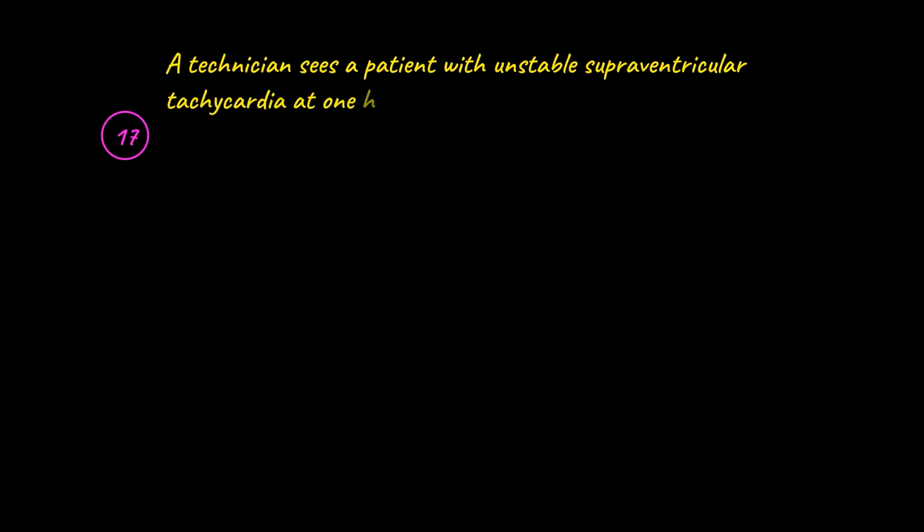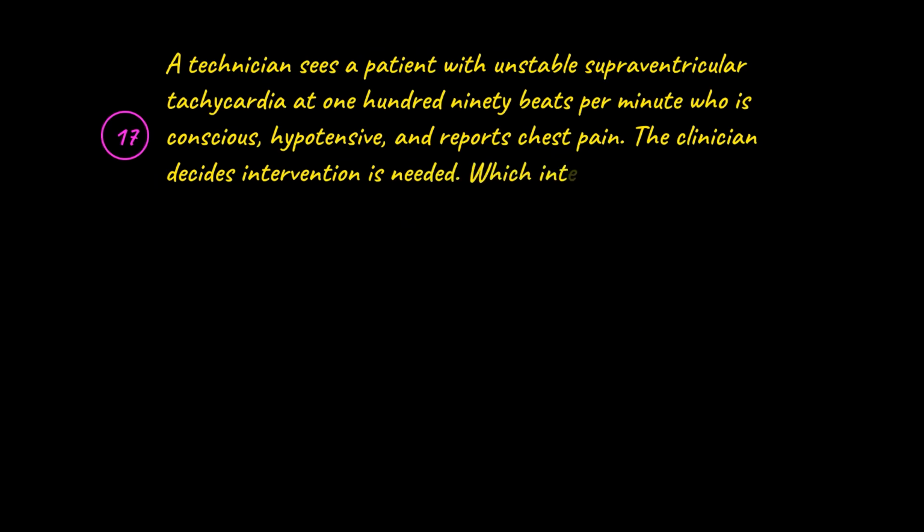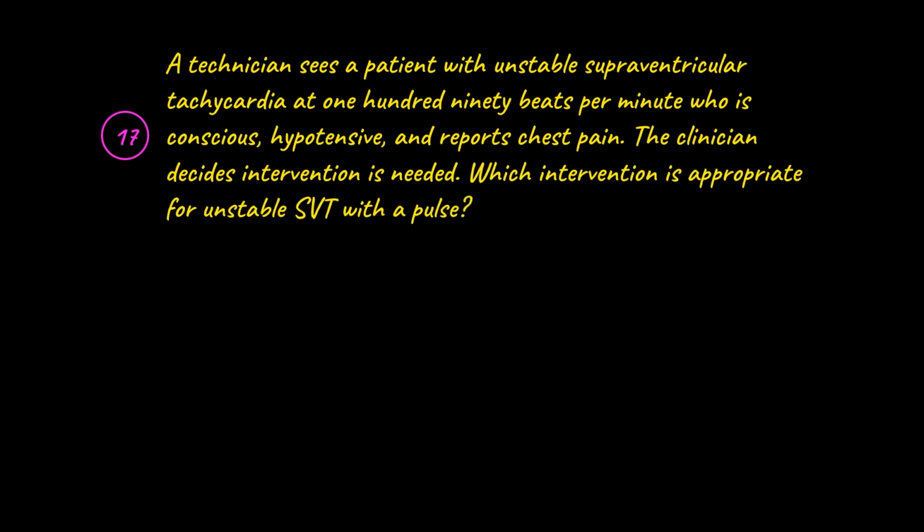Question 17. A technician sees a patient with unstable supraventricular tachycardia at 190 beats per minute who is conscious, hypertensive, and reports chest pain. The clinician decides intervention is needed. Which intervention is appropriate for unstable SVT with a pulse?